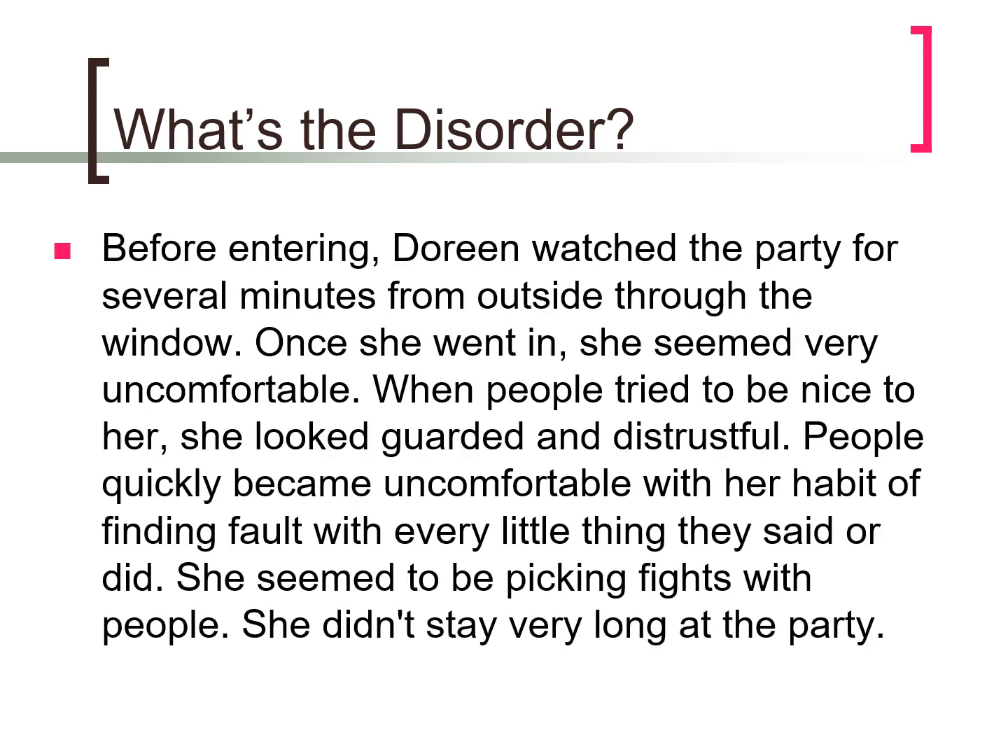Before entering, Doreen watched the party for several minutes from outside through the window. Once she went in, she seemed very uncomfortable. When people tried to be nice to her, she looked guarded and distrustful. People quickly became uncomfortable with her habit of finding fault with every little thing they said or did. She seemed to be picking fights with people. She didn't stay very long at the party.